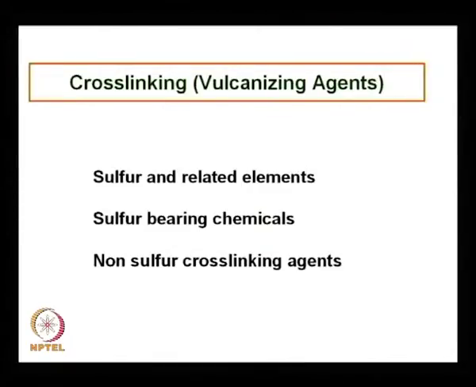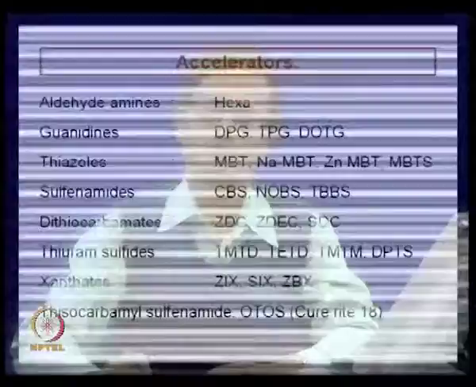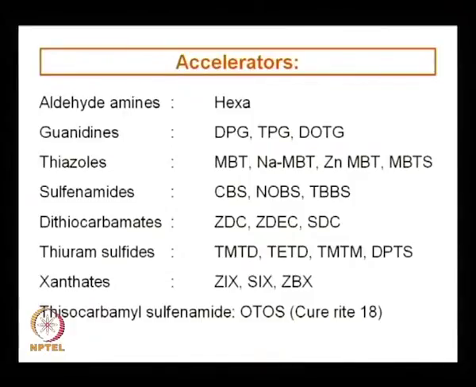Cross-linking vulcanizing agents, as I mentioned, are sulfur and related elements, sulfur bearing chemicals, and non-sulfur cross-linking agents, used for making rubber products. Then accelerators. There are various accelerators available in the market which are used in commercial practice: thiazole, sulfenamide, dithiocarbamate, thiuram sulfides, xanthates, thiocarbon sulfides. As you go from top to bottom, the speed of their acceleration or reaction increases, so these are gradually faster reacting.